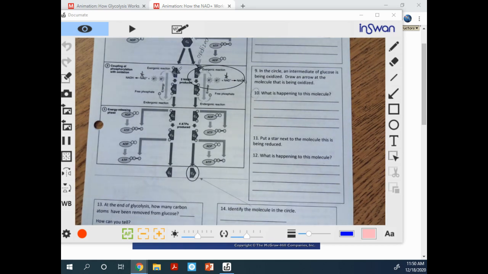So here's my 2 pyruvic acids. I still got a long ways to go to break down this glucose, don't I? So we're going to ship it off and we're going to do some more to it. We're going to oxidize it even more.